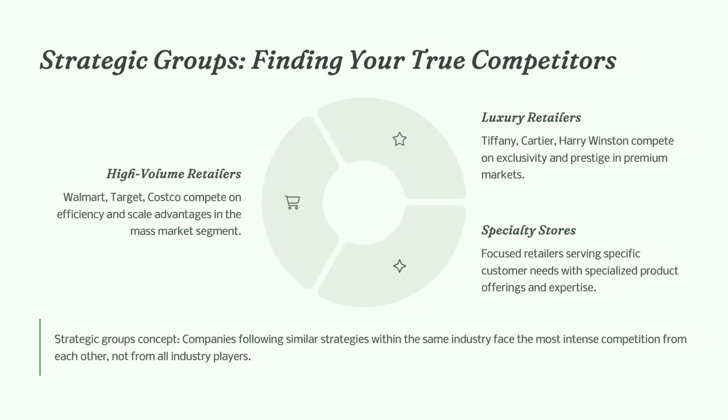Strategic groups are clusters of companies that follow similar strategies within the same industry. Walmart competes in the low-cost, high-volume strategic group with companies like Target and Costco. Tiffany competes in the luxury high-end group with companies like Cartier and Harry Winston. This matters because the most intense competition happens within your strategic group, not across the entire industry. If Walmart lowers prices on electronics, Target and Best Buy need to respond, but Tiffany probably doesn't care.